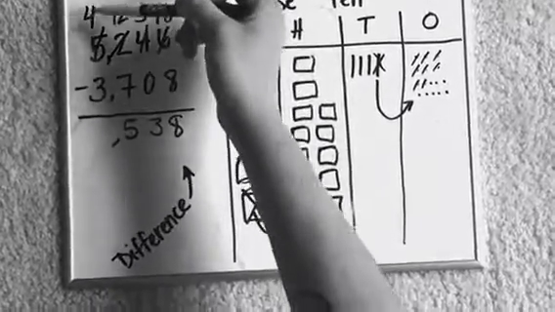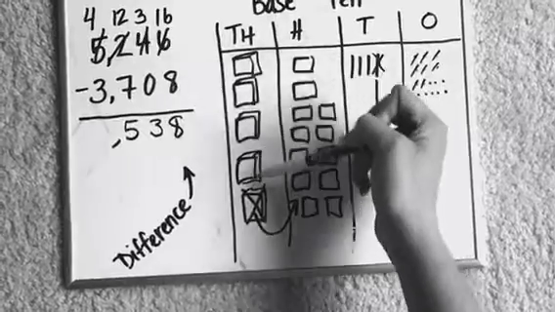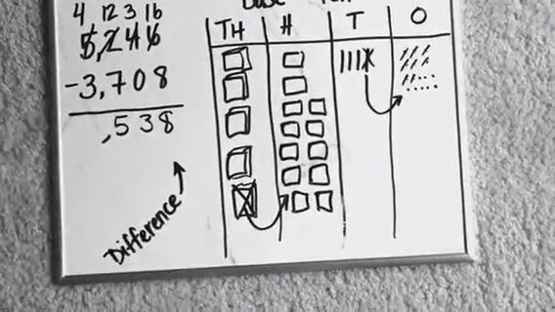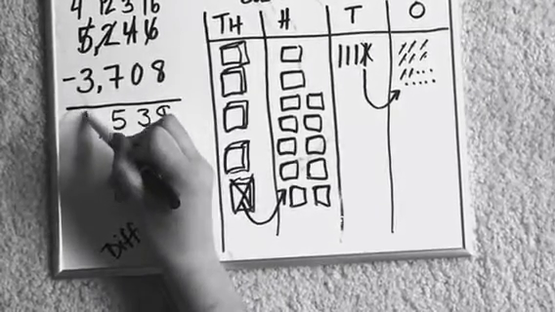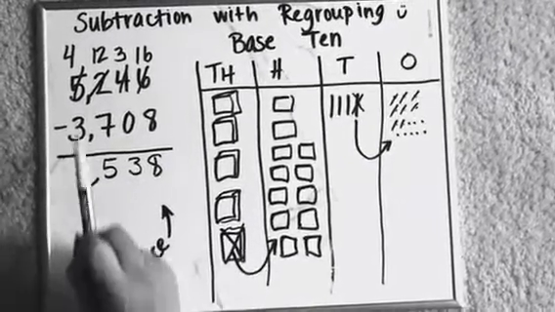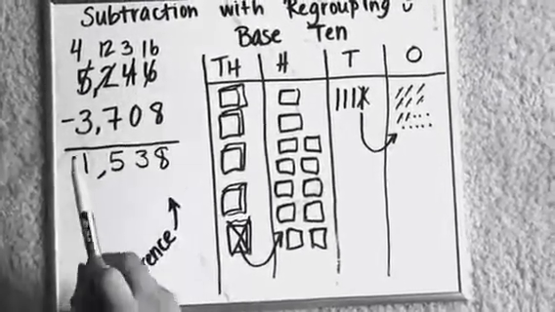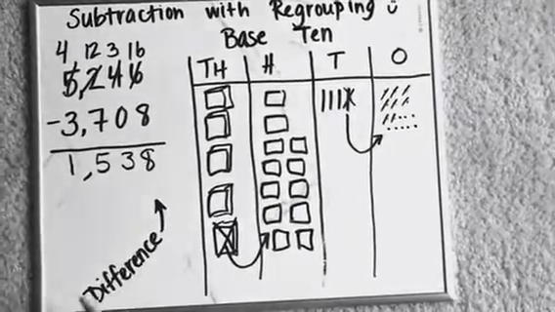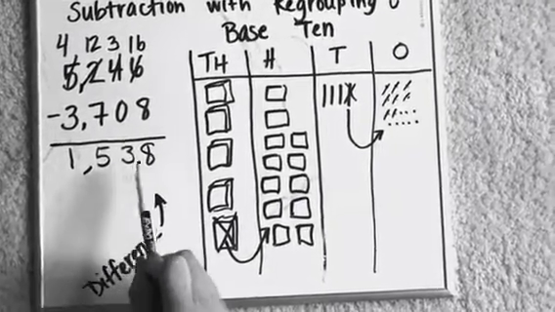And then finally, you look at your thousands place. If I have 4,000 and I need to subtract 3,000, I should have 1,000 left over. So the difference between 5,246 and 3,708 is 1,538.